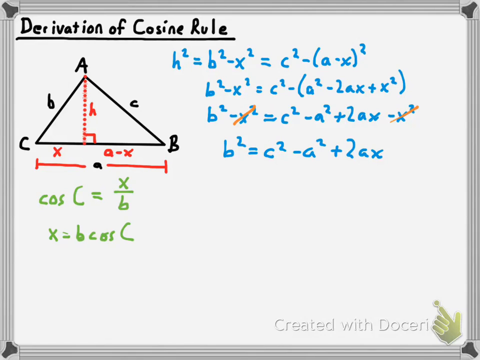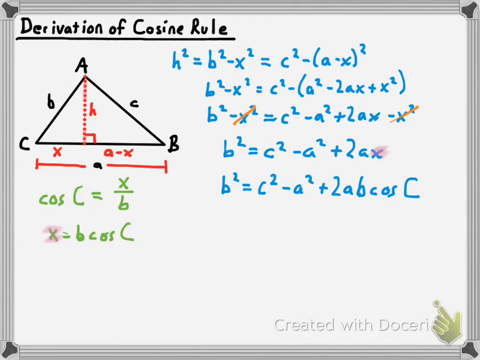And now what I can do is I can go over to the other equation and I can just replace x right here with b cosine C as such. b squared equals c squared minus a squared plus 2a, and then again I'm replacing the x with b cosine C. Now, we don't have this formula in its final form yet, but notice we successfully made an equation that relates the three sides of the original triangle, a, b, and c, and it just happens to have one of the angles from the original triangle as well. It turns out you need all those things in this equation.